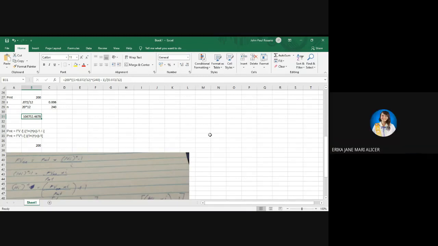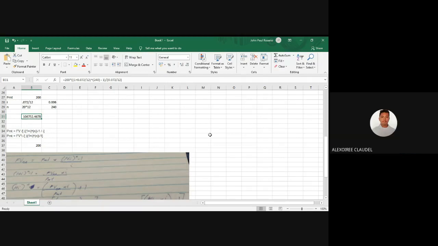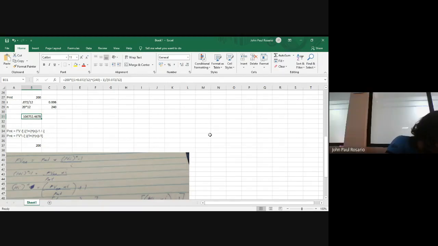Looking at the table, okay? Let me write it down here. Then let's try to input it in your calculators. 1 plus 0.072 over 12 and then over 200, plus 1, all over log of 1 plus 0.072.